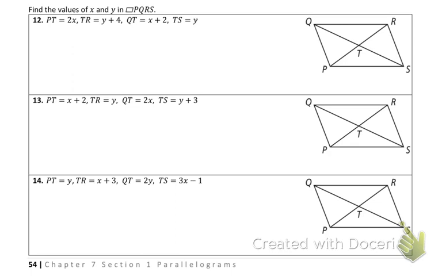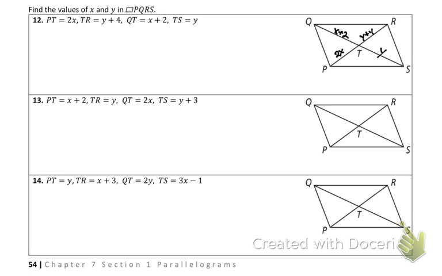Okay, so they give me a bunch of information. They give me PT equals 2x. They give me TR equals y plus 4. They give me QT equals x plus 2. And they give me TS equals y.